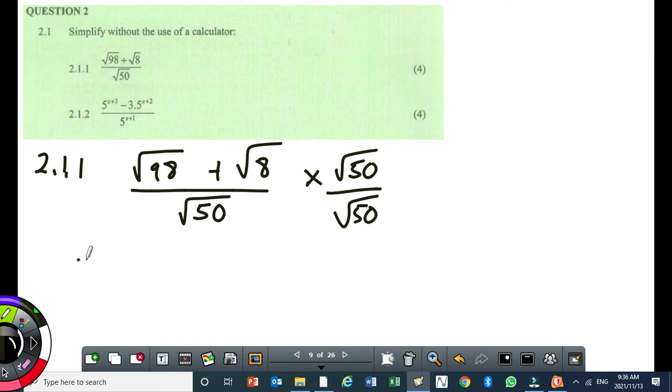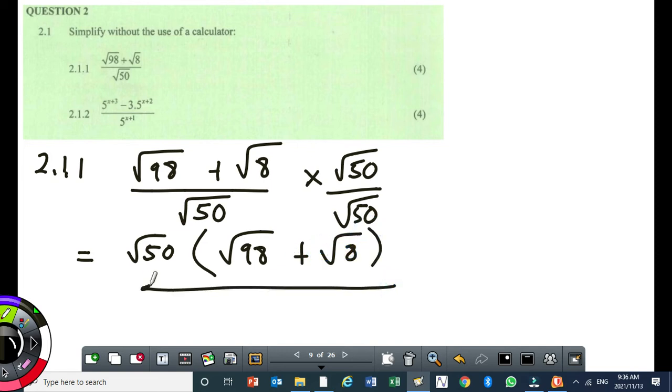Okay? So if you do that, allow me to take that square root of 50 to the left-hand side and introduce brackets. So this becomes square root of 98 plus square root of 8 in brackets. Now, square root of 50 times square root of 50 gives me 50. So I rationalized the denominator.